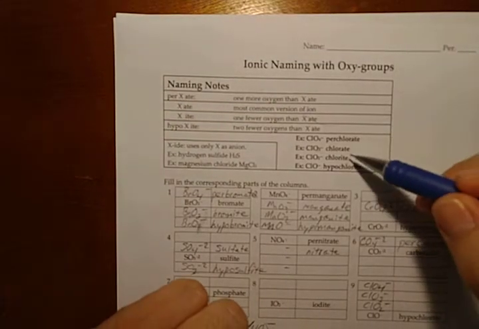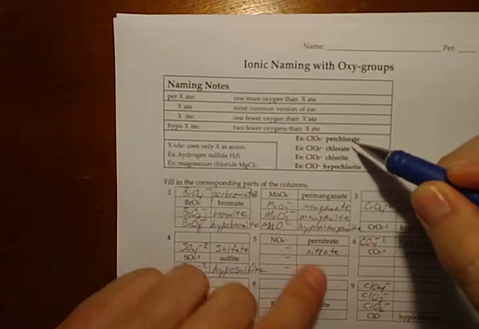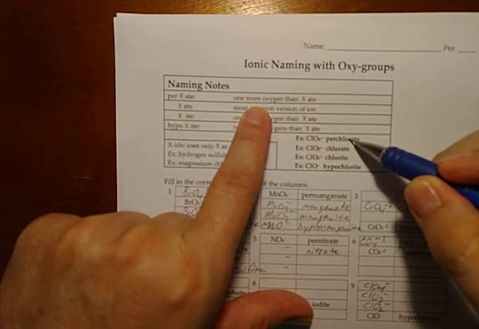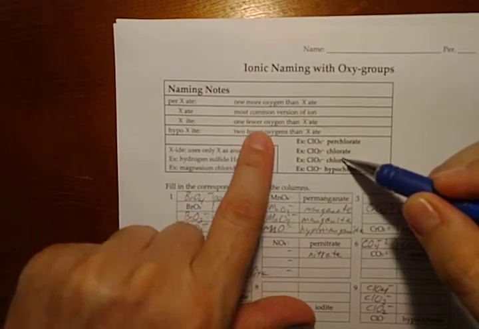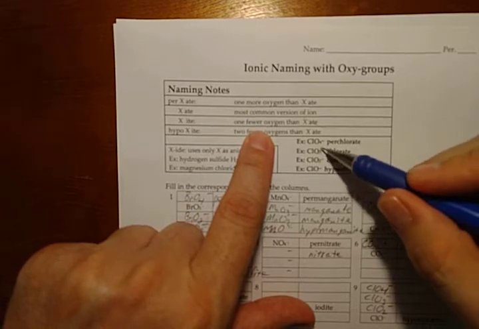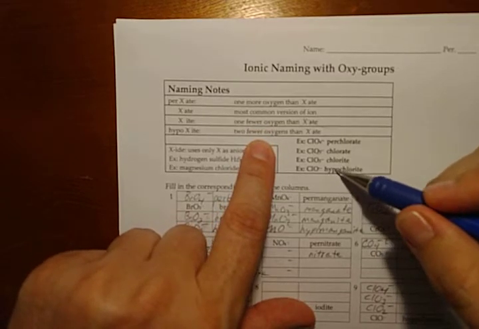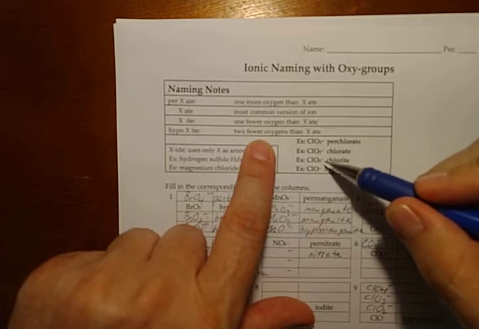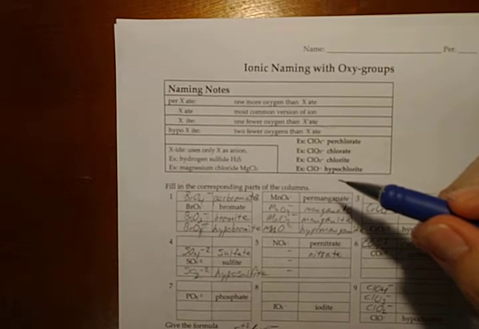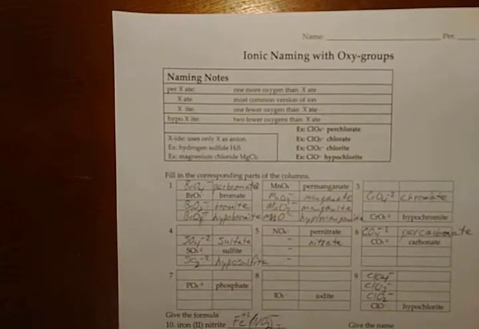There is a basic, most common kind of an oxygroup, and that's going to end with -ate, like chlorate here. One more oxygen than -ate is per-whatever-ate, so perchlorate. One fewer oxygen is going to be chlorite. Notice it went one more oxygen, one fewer oxygen, and two fewer oxygens is going to be hypo-whatever-ite, so hypochlorite. Remember, there's an invisible one there. The charges don't change, so that's pretty easy. Hypo means under, by the way, like hypodermic needle, under skin needle.